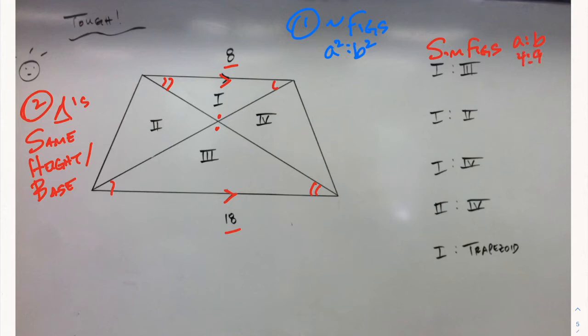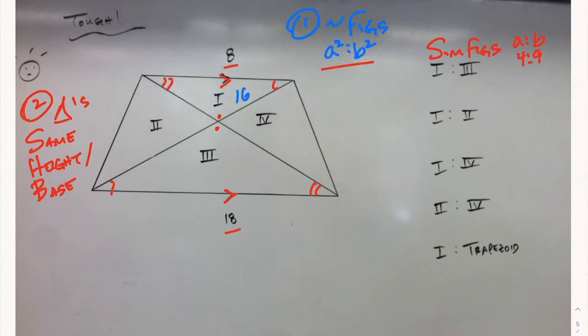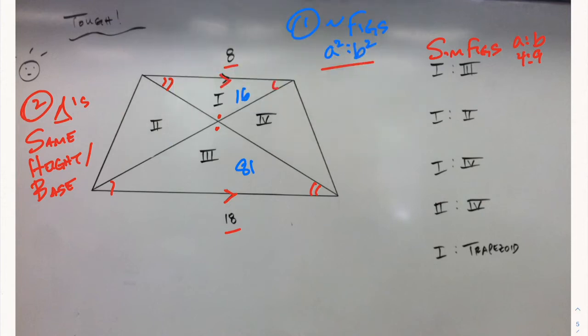Now what that means is that their A squared to B squared, if I square those, I'm going to get 16. Let me use a different color here. We're going to get 16 here, and when I square 9, I'm going to get 81. That's how much area this has compared to the other one. So I'm going to highlight this one here and fill this one out. So I know that this is 16 to 81.